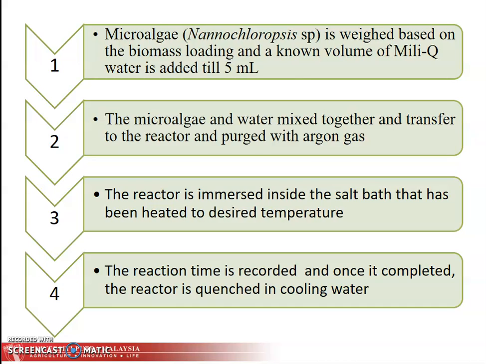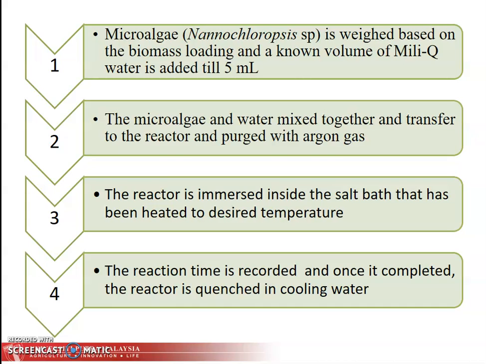Next, I will talk about the steps on how to carry out this project. The first step is that the microalgae is weighed based on the biomass loading, and a known volume of molecular water is added till 5 ml. The second step is that the microalgae and water are mixed together, transferred into the reactor, and purged with argon gas. The reason why the reactor is purged with argon gas is that we have to remove the excess air inside the reactor.